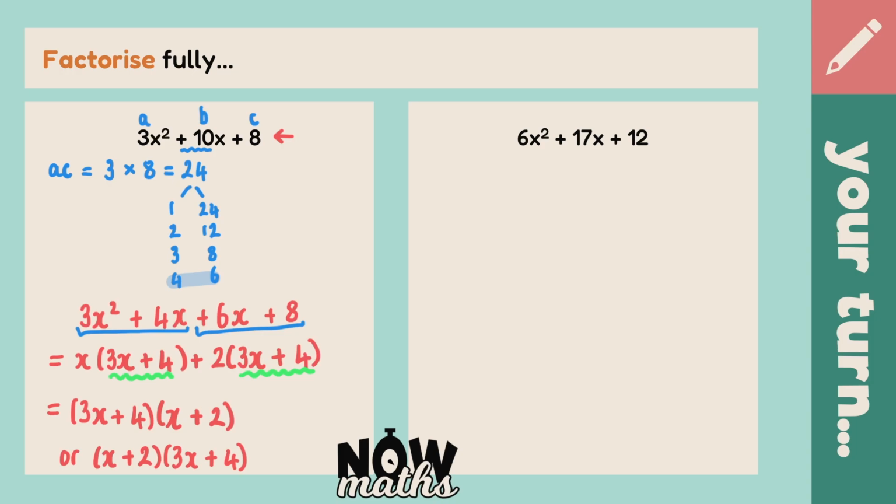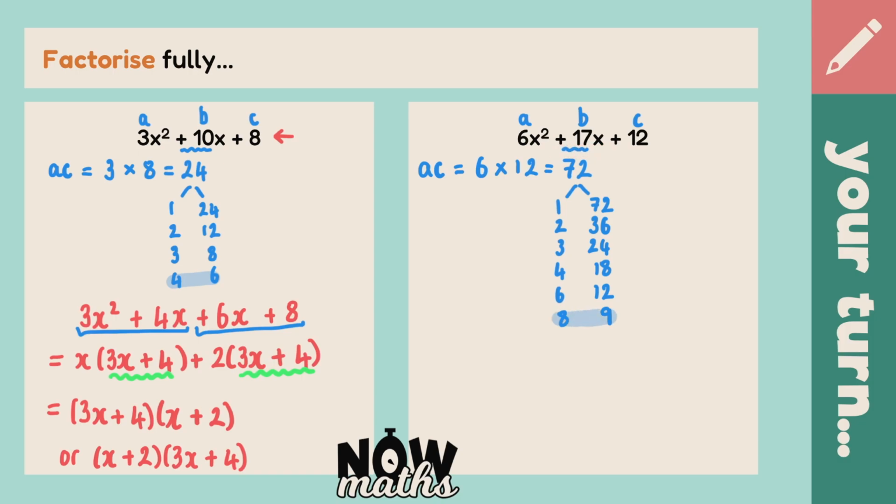Now looking at the question on the right, we have A, B and C. Working out the value of AC is going to be 6 multiplied by 12 this time, which is 72. And we need numbers which multiply to make 72 and add to make 17. So looking at the numbers which multiply to make 72, we could have 1 and 72, 2 and 36, 3 and 24, 4 and 18, 6 and 12, or 8 and 9. Out of all of the pairs, the pair that adds together to make 17 is going to be 8 and 9.